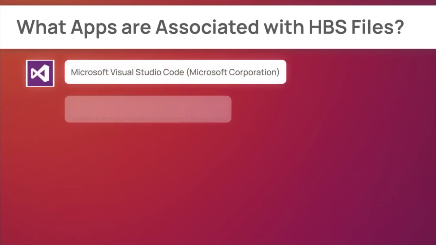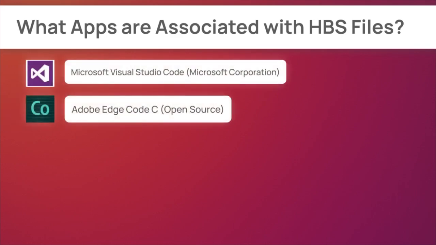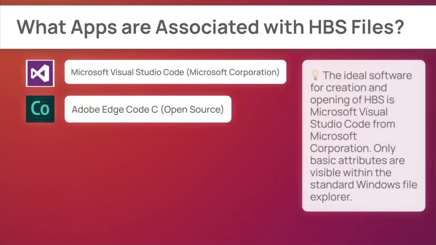For viewing and interaction, HBS is most commonly opened via Microsoft Visual Studio Code from Microsoft Corporation. Only basic attributes are visible within the standard Windows File Explorer. Windows treats them as text by default, so interpretation is handled by the write runtime.